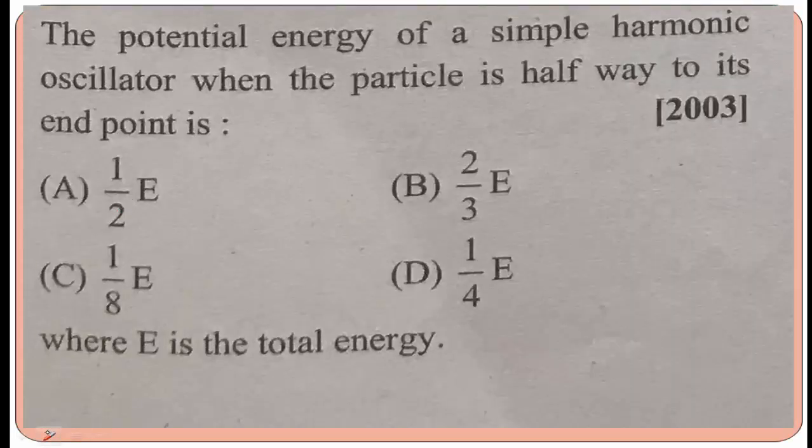The potential energy of a simple harmonic oscillator when the particle is halfway to its end points. We know the potential energy of the simple harmonic motion, that is U is equal to 1 by 2 m omega square into x square. The total energy of that simple harmonic oscillator is E is equal to 1 by 2 m omega square into a square.